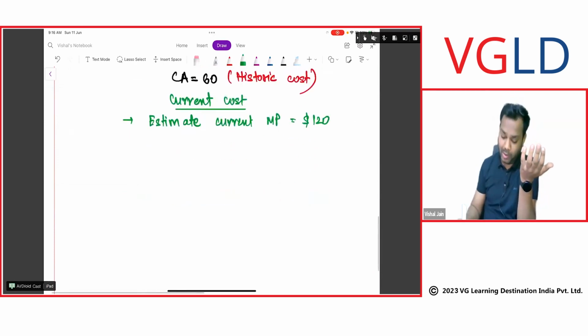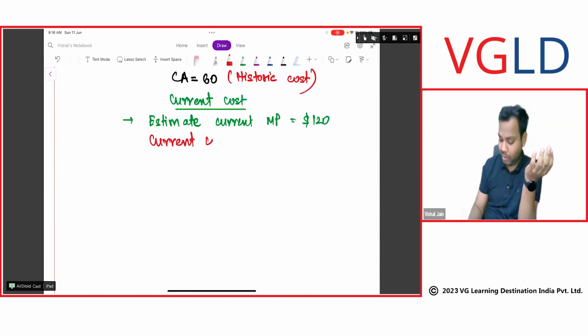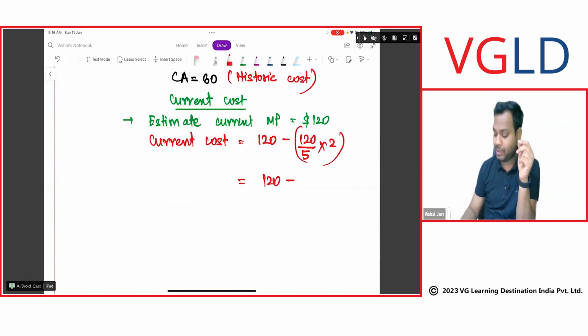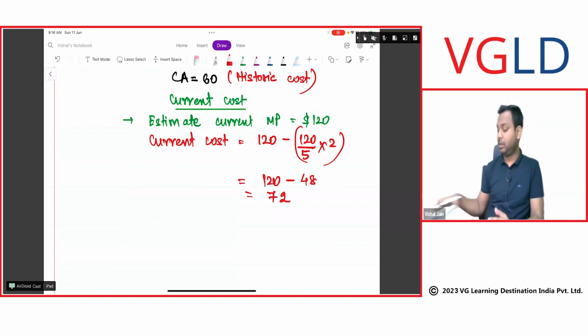So the current cost will be equal to this: 120 is for a new asset of 5 years, but my asset is already used for 2 years. So it is 120 minus 120 by 5 into 2, which is 240 by 5, that is 48, so 120 minus 48 is equal to 72. This 72 is your current cost, also called replacement cost.